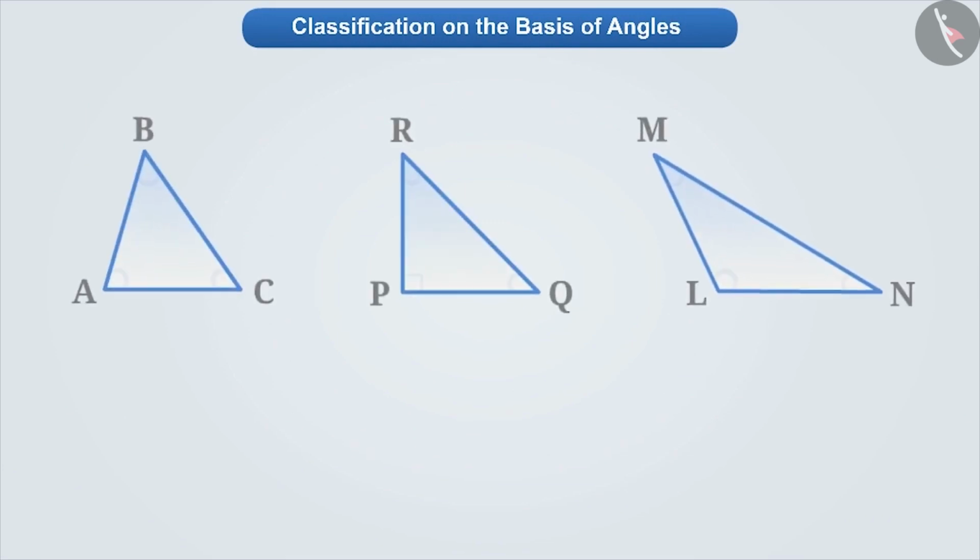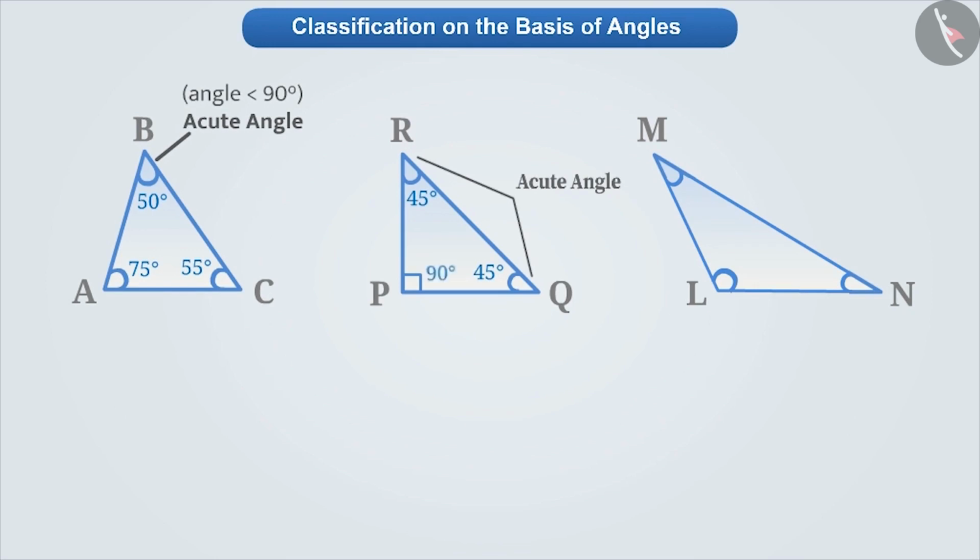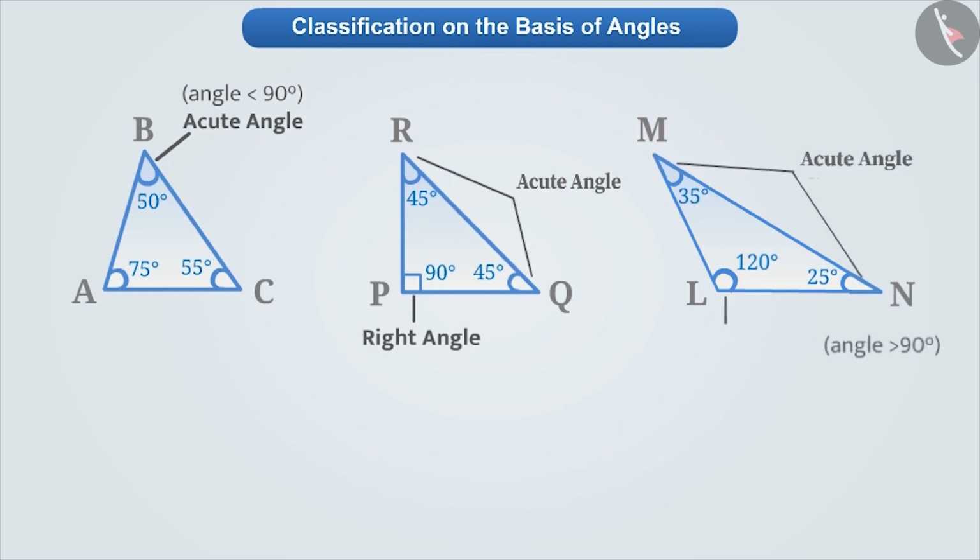Here, three triangles are given. Can you find any difference by looking at their angles? Try. If we look at triangle ABC, then all its angles are acute angles. If we look at triangle PQR, then it has two acute angles, but one right angle. Similarly, in triangle LMN, we can see that there are two acute angles, but one obtuse angle.